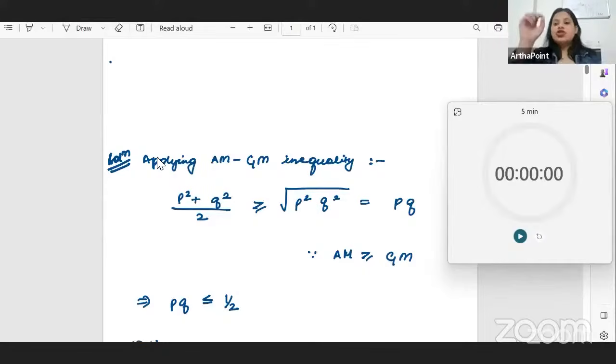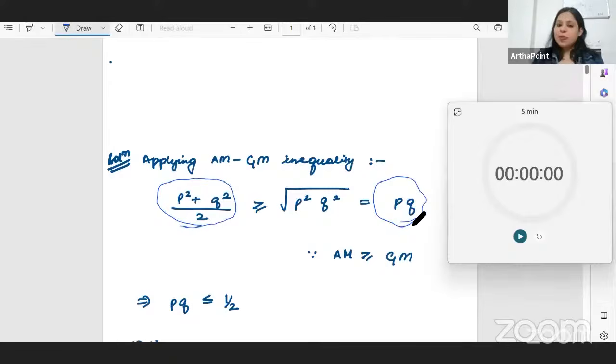What will be GM? GM is given by the first number into second number to the power of one by that count, right? So if there are two numbers, I have to do a square root. So it will be square root of P square Q square. So when I do square root of P square Q square, I will get PQ. This means that (P square plus Q square) by 2, which is nothing but my arithmetic mean, has to be greater than or equal to PQ. Now, this implies, if I just solve for it, that PQ will be less than or equal to half.